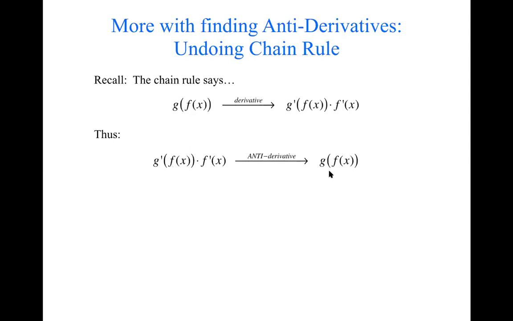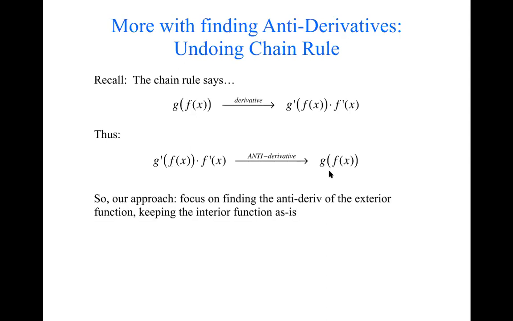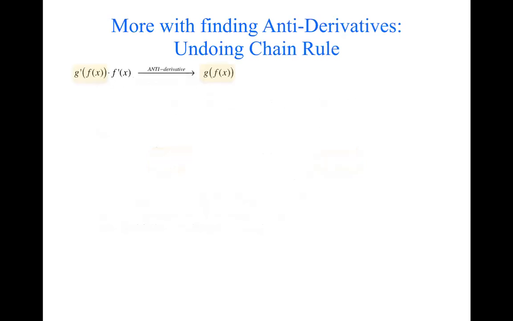Now, this seems weird as a general premise. So our approach is going to be to focus on finding the antiderivative of the exterior function, so like g prime to g. If you can see the other pieces somewhat match, maybe off by a coefficient or something, we can adjust for that later if that's easy enough to do. But let me show you what I mean.